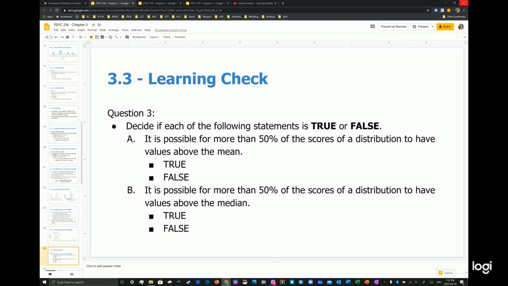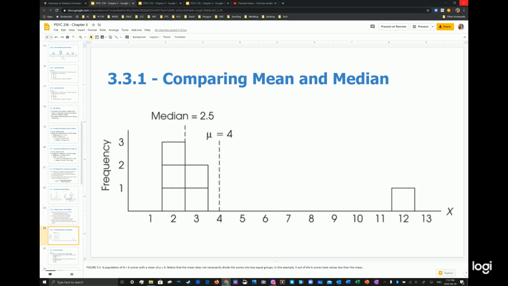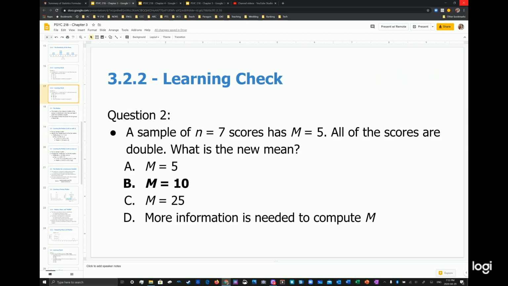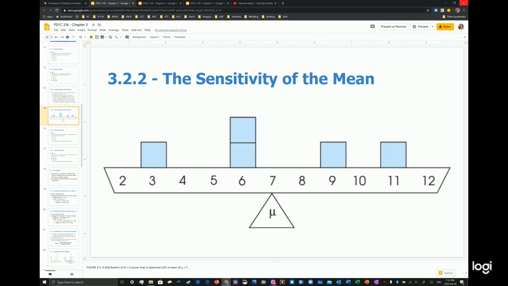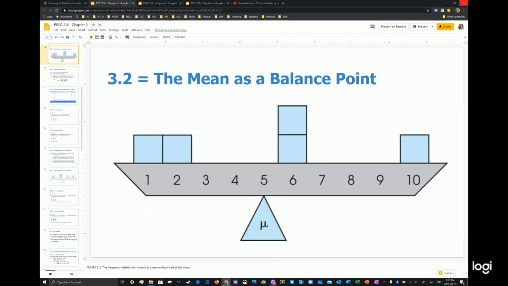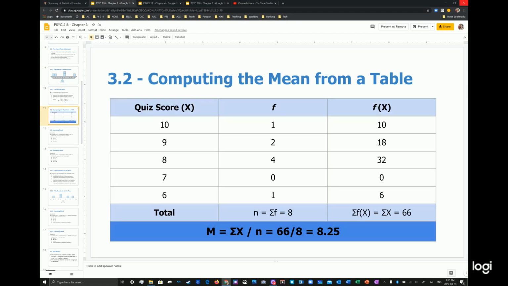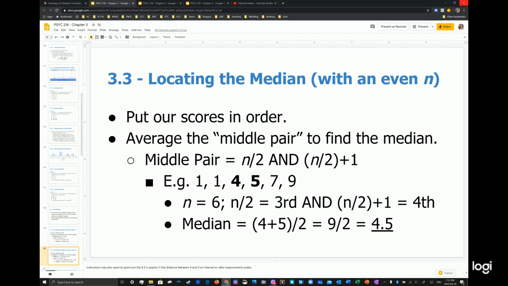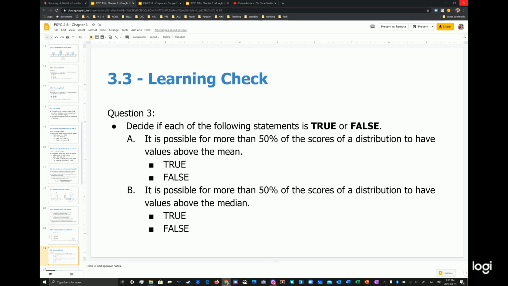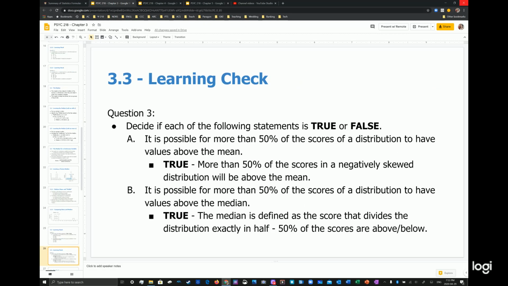Take a moment and you can review the last slide, for example, or work out some different distributions and look at these ones. Like this is another one, and this is another one, and so on. And we go back to our learning check. So, is it possible? Well, for A, yes, you can.